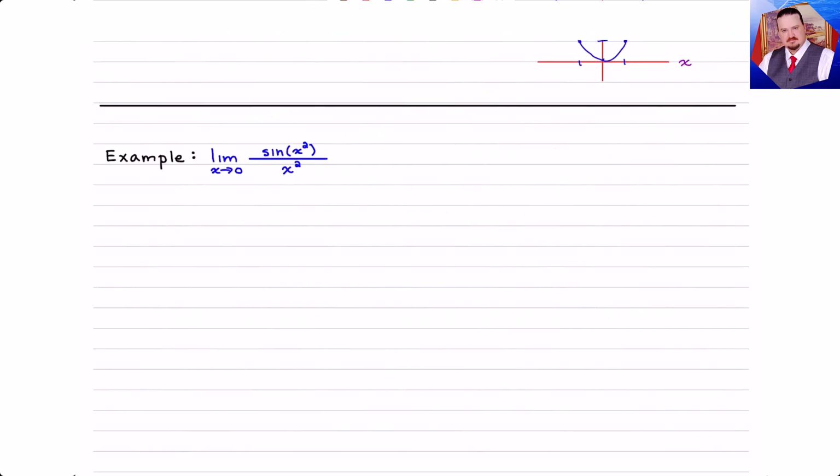A little more technically correct to put it that way. Well, this is our next problem. Well, we really just did it. This is the exact same problem that we did right here.